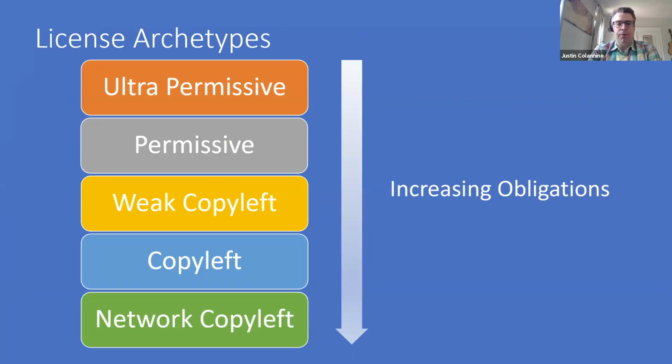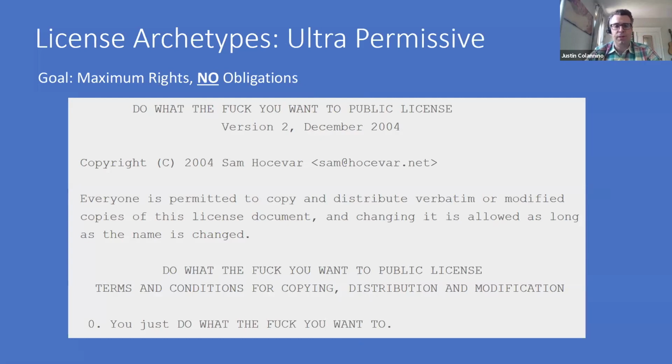So, there are, I think, over 100 at least open source licenses out there. We're not going to go through all of them, but we can put them into 5 buckets, right? Starting at ultra permissive all the way to network copyleft. Each one of these has an increasing number of obligations that you'll need to meet, and we'll walk through these 5 archetypes. So the first is the ultra permissive.